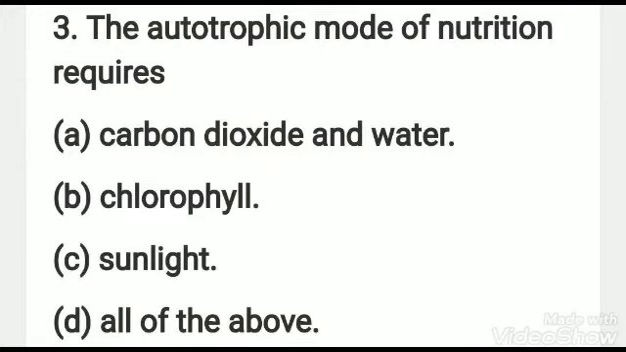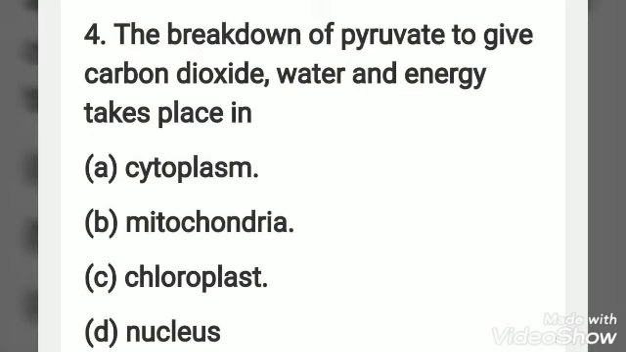All of the above. The fourth question is, the breakdown of pyruvate to give carbon dioxide, water and energy takes place in A. Cytoplasm, B. Mitochondria, C. Chloroplast or D. Nucleus. Since we all know that the breakdown of pyruvate to give carbon dioxide, water and energy takes place in aerobic respiration, it is very clear it will take place in the mitochondria. So the answer would be part B, mitochondria.